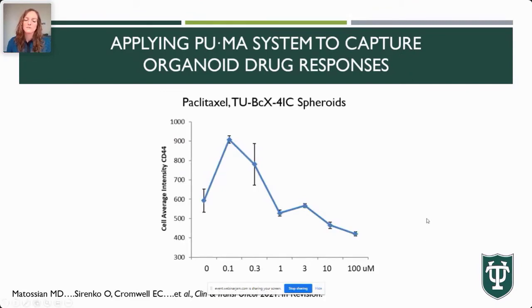Importantly, we were able to capture these observations on a large panel of drug doses, so we could really visualize and quantify these expression changes using very minute changes in drugs. So you could capture a very good dose-dependent response.